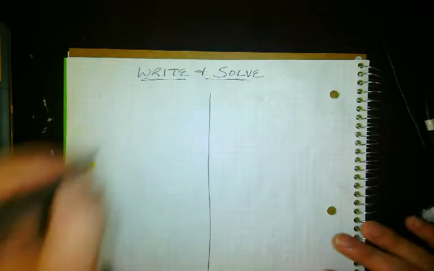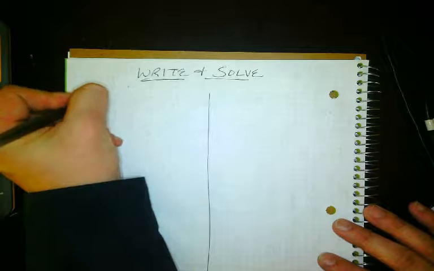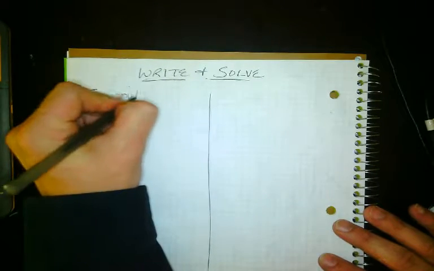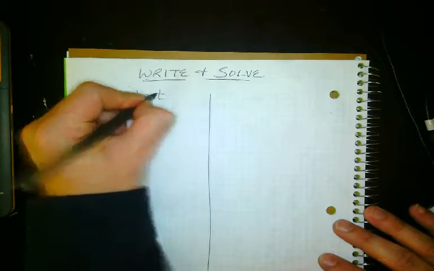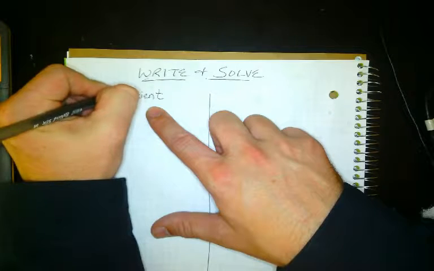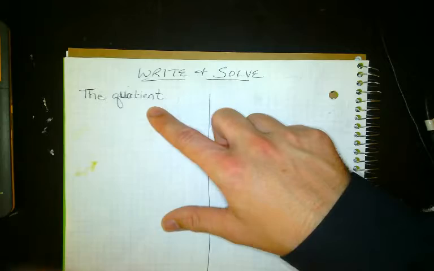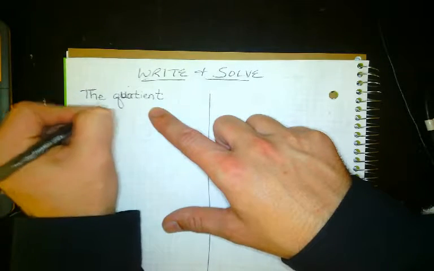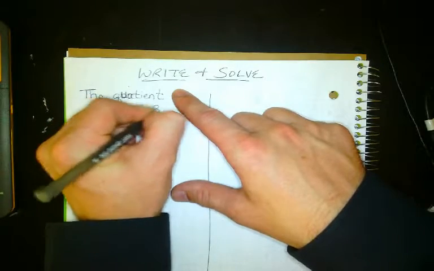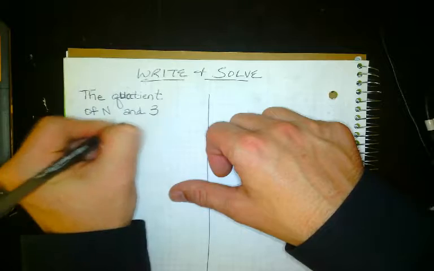So let's start over here. Obviously, we know we're going to get some of these on the STAAR test, so we're going to do our best. We're going to say the quotient. It is the quotient. Oh, I spelled it wrong too. The quotient of n and 3 is less than 5.